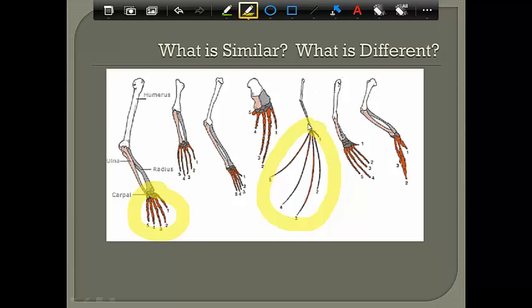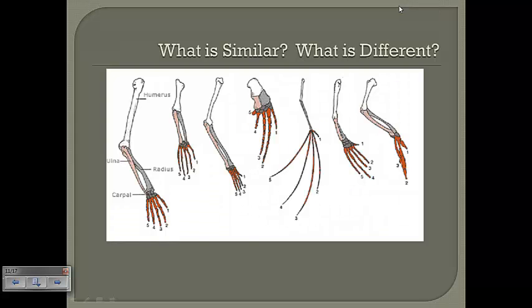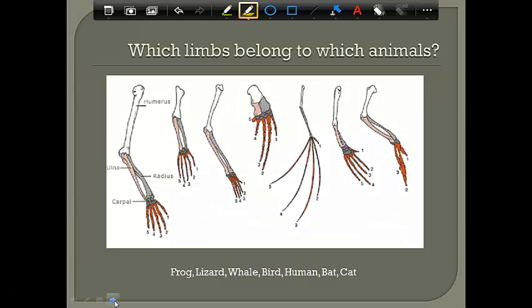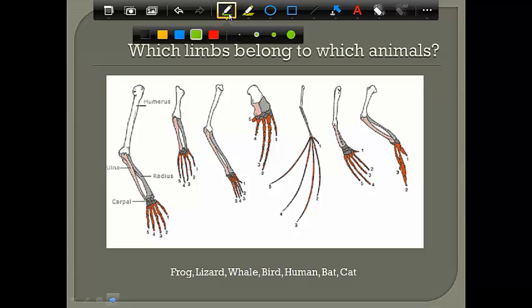The key is that they arose from the same places though. Okay, they developed from the same body parts. So let's take a look at who belongs to what. One of these is from a frog. One is from a lizard, one is from a whale, one is from a bird, one is from a human, one is from a bat, and one is from a cat. Let's start to match them up. So, the one that is from the human, we already know, is over here.